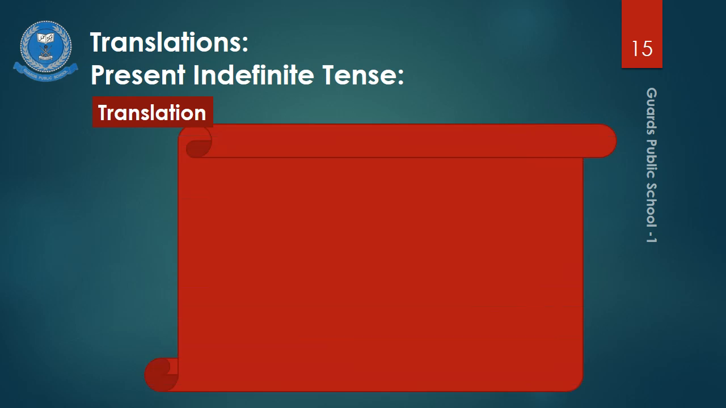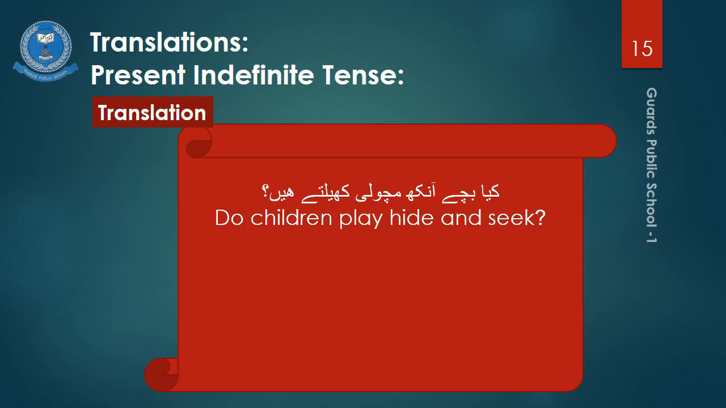The next sentence is क्या बच्चे आंख मिचोली खेलते हैं? This is an example of an interrogative sentence. So write do in the beginning, then subject, children, then verb, play, and for आंख मिचोली, hide and seek, and question mark in the end. So your sentence: do children play hide and seek? Question mark.